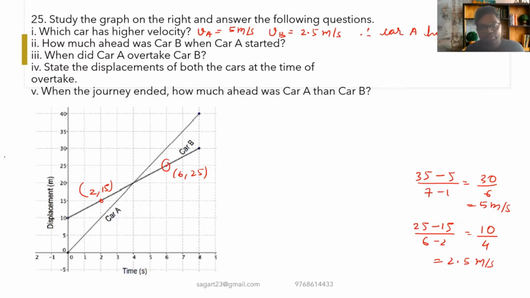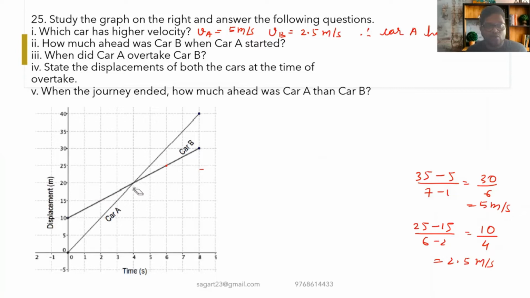Whenever there are values given on the graph, you will be expected to find the values and then come to a conclusion. When there are no values provided and you have two graphs, that is a clear observation that this has a higher velocity because it is steeper.